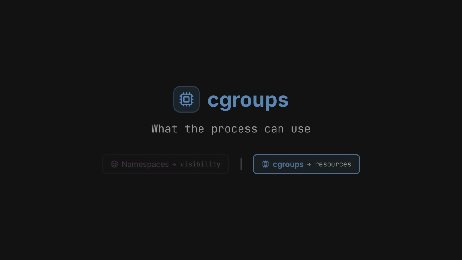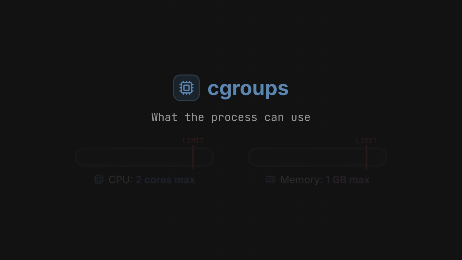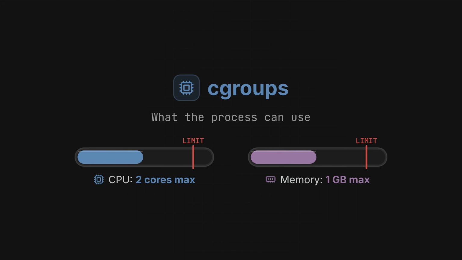Namespaces handle visibility. cgroups handle resources. cgroups, or control groups, let you set hard limits. This container gets at most 2 CPU cores and 1 gig of memory. The kernel enforces the cap.